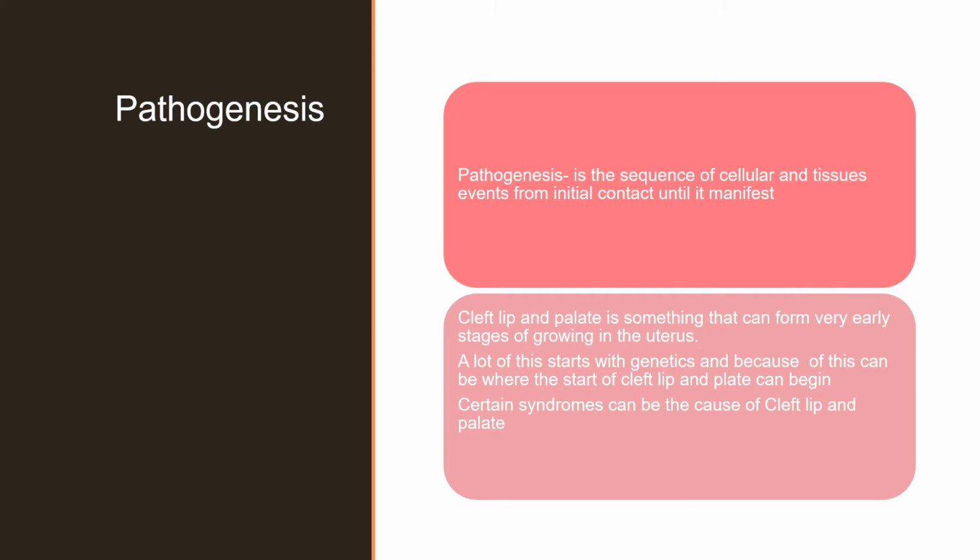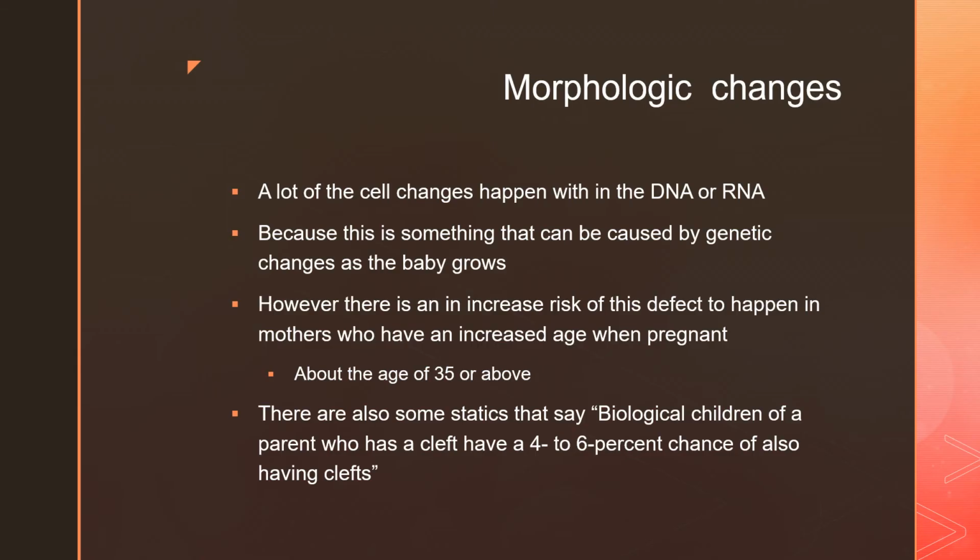Pathogenesis is the sequence of cellular tissue events from initial contact until it manifests. Cleft lip and palate is something that can form in the very early stages of growing in the uterus. A lot of this starts with genetics, and because of this, it can be where the start of the cleft lip and palate can begin. Certain syndromes can be the cause of it. So, morphological changes, a lot of the cell changes happen within the DNA or RNA. Because of this, it can be caused by genetic changes as the baby grows.